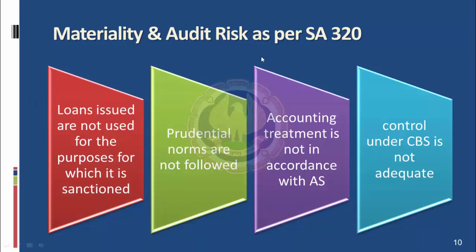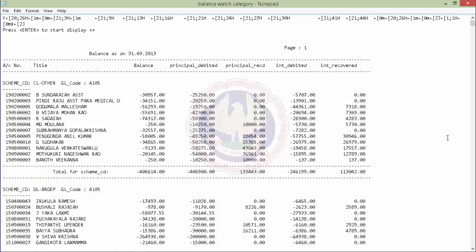Audit risk: loan issued is not used for the purposes for which it is sanctioned, and prudential norms are not followed. By extracting the data from the real-time CBS, by using Excel, we were able to carry out the audit procedures, these 2 audit procedures. Now till now we have seen prudential norms on CC account. Let us now have calculations of prudential norms on term loan.